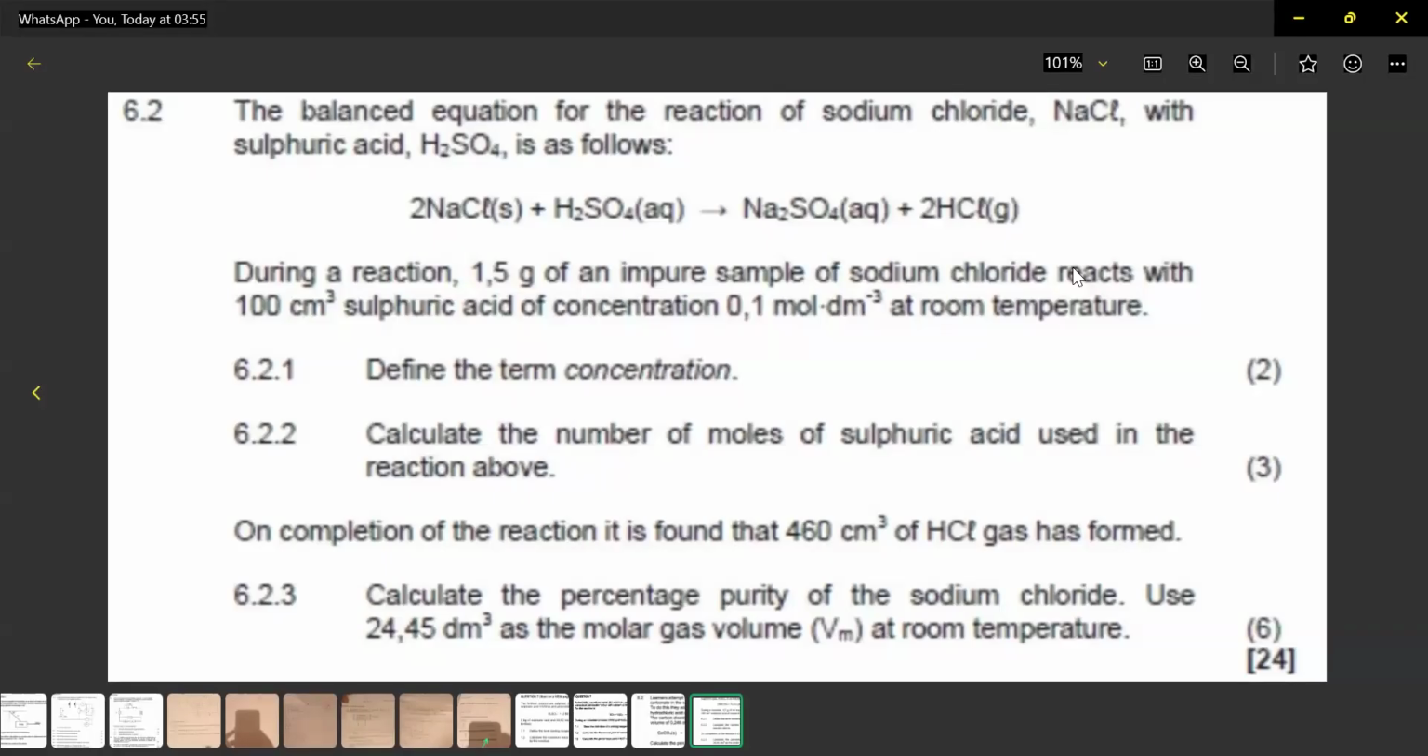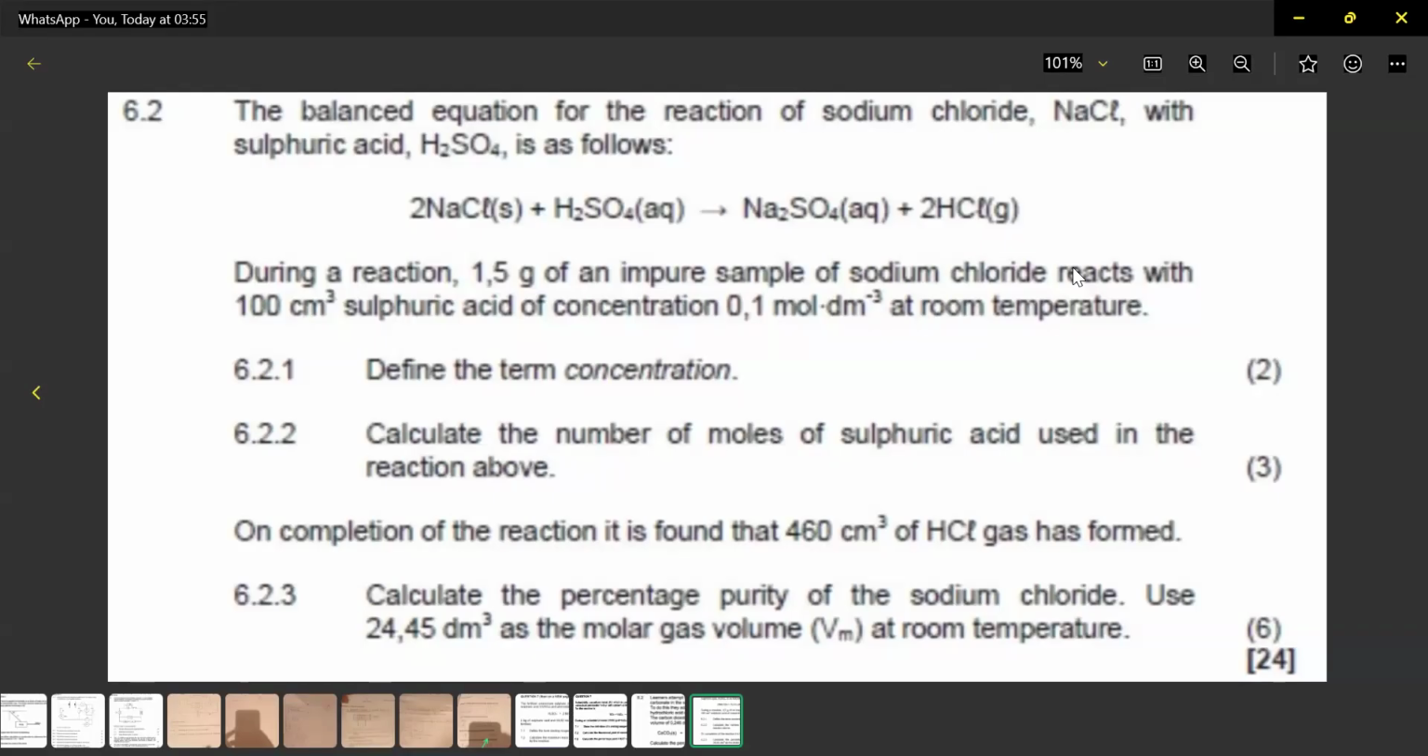So in this case, the balanced equation for the reaction of sodium chloride with sulfuric acid is as follows. We have 2 moles of sodium chloride reacting with 1 mole of sulfuric acid in order to produce 1 mole of sodium sulfate and 2 moles of hydrochloric acid.